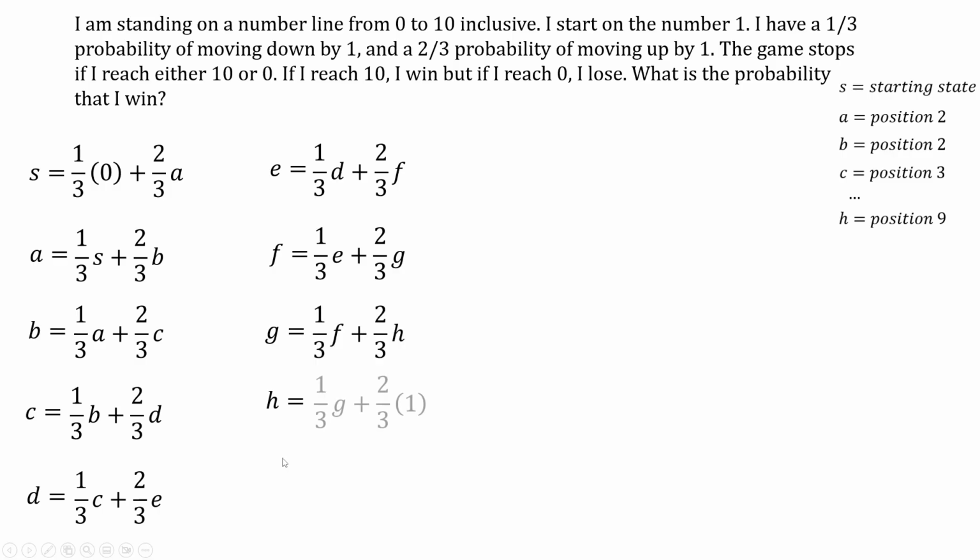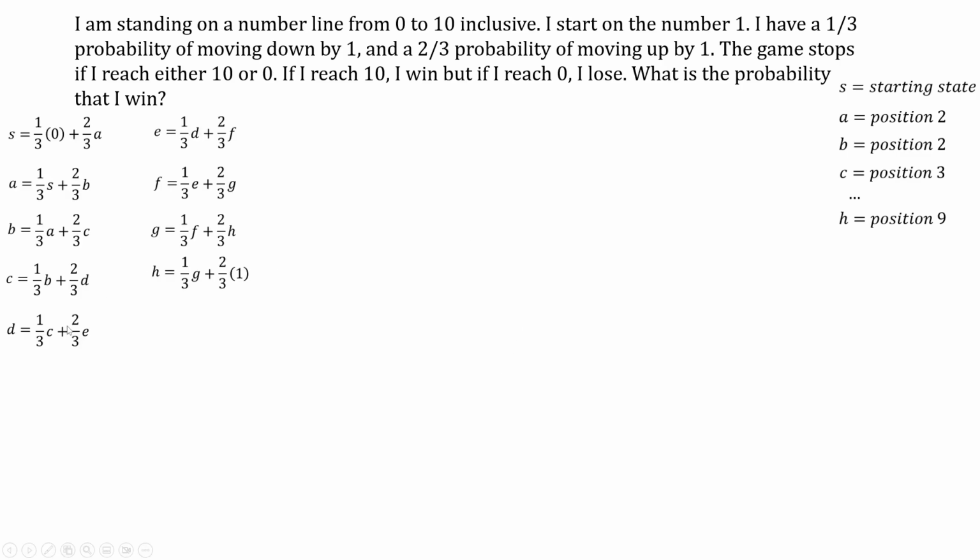I'm sure this makes perfect sense. And then at the end, when you're at H, you could either move down by 1 to position 8, which would get us G, with probability 1/3, or you could move up by 1 with probability 2/3 to get to position 10, which is just a 1, because that's the stopping condition we want. So we just need to solve this very simple system of 9 equations.